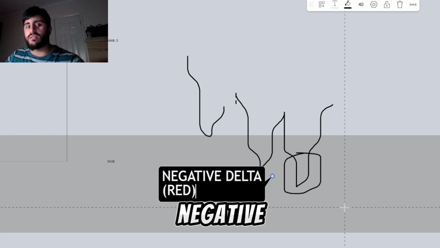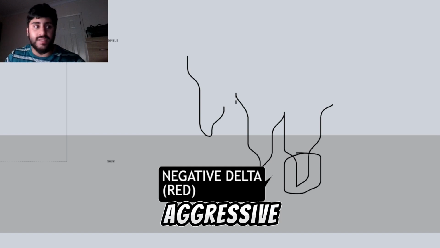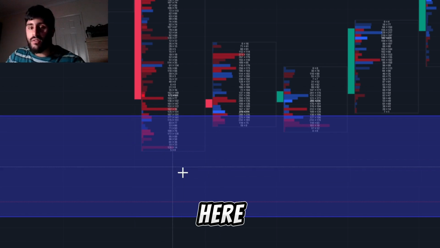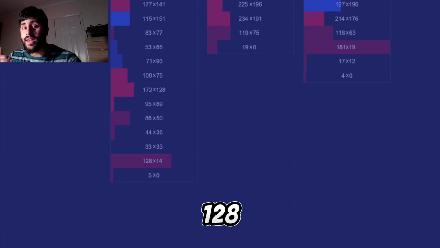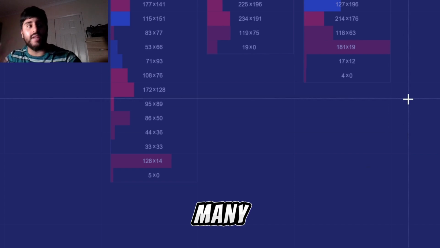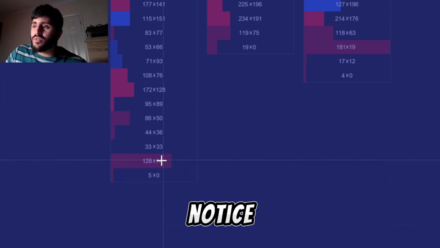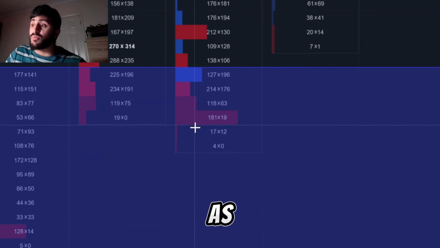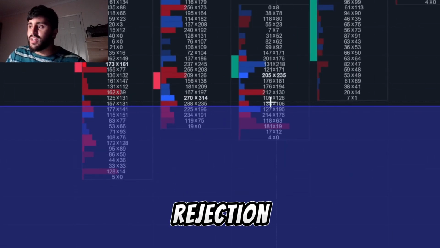So when you see negative delta or red delta, it shows you sellers are very active at this area. Aggressive sellers are active at this area. This is what we have just over here, right? So we see so much red. In fact, when we go in and look at the candles, we see 128 for 14. So we see so many aggressive sellers compared to the aggressive buyers, right? What's also important to notice is that we have a 5 and a 0, right? We also have a 0 over here, 19 for 0, and we also have another 4 for 0, as well as 181 for 19.